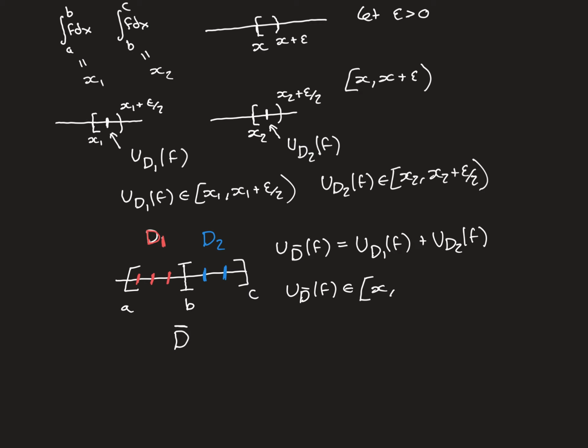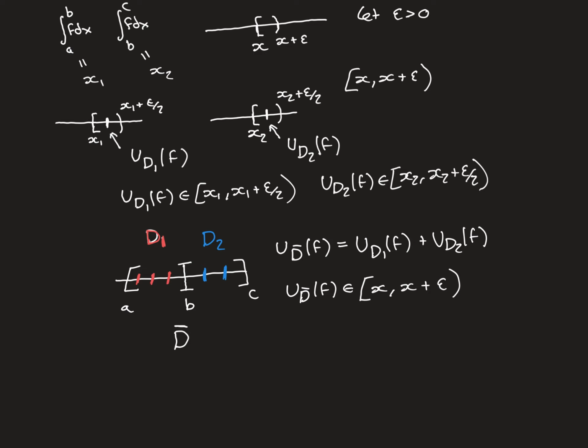Now, we also know that this value is strictly less than x1 plus epsilon over 2, and that this value is strictly less than x2 plus epsilon over 2. Therefore, when we add them together, the value is going to be strictly less than x1 plus x2 plus epsilon over 2 times 2, which is epsilon. So it's going to be strictly less, therefore, than x, which is x1 plus x2, plus epsilon. So it's going to be inside this interval from x to x plus epsilon because of the intervals that these two things are contained within.